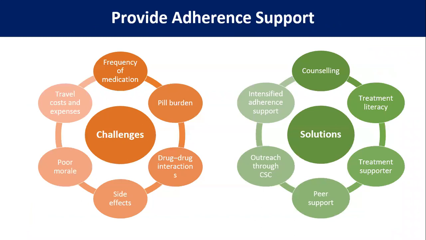So in summary, PLHIV coming with advanced HIV disease have many challenges, like they have multiple treatment molecules to take, so high pill burden, which leads to high chance of drug-drug interaction, more severe side effects, and it also requires frequent visits to the ART center, requiring increased travel cost and expenses. Now, what is the solution? The solution is in tailored counseling, treatment literacy, and supporting treatment through the treatment supporter, peer supporter, and outreach activity through the care support center, and intensified adherence support.